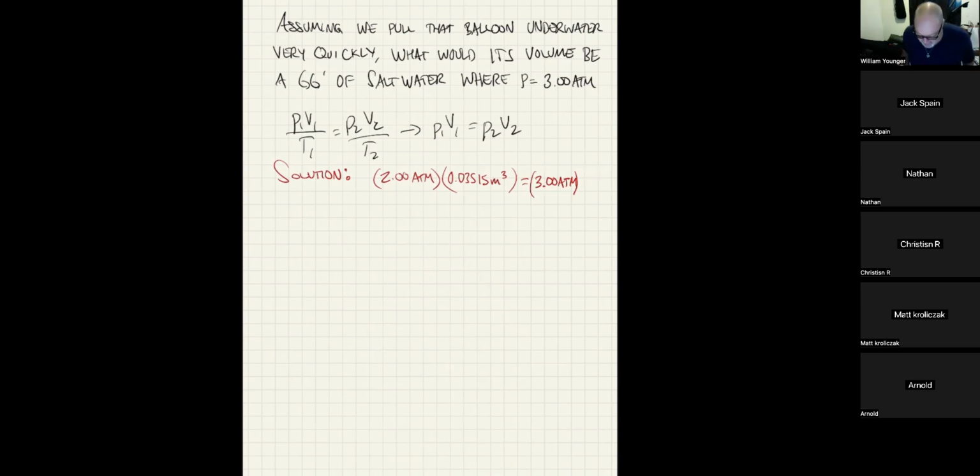So, all right, that's going to be equal to V2 over here. So we can say V2 is actually going to be equal to 2.00 atmospheres over 3.00 atmospheres times 0.03515. Again, that's 1 extra sig fig, cubic meters. So what you see is V2 is going to equal 2/3 V1. That's an important figure.